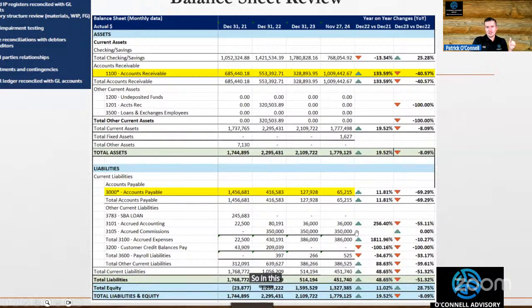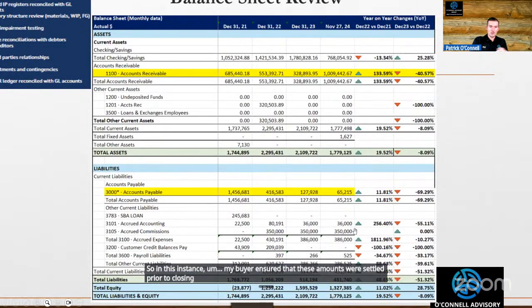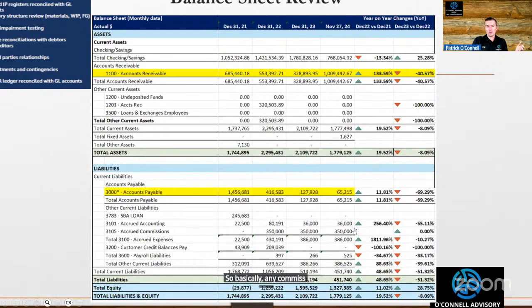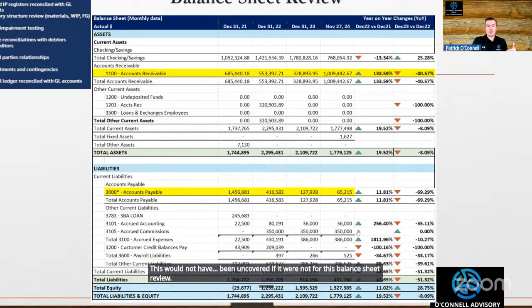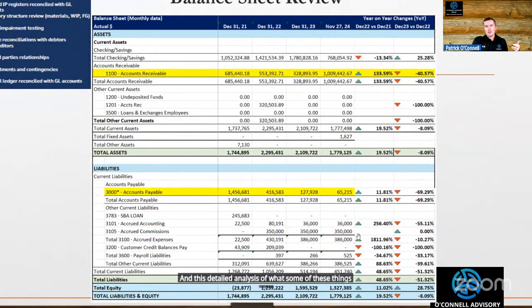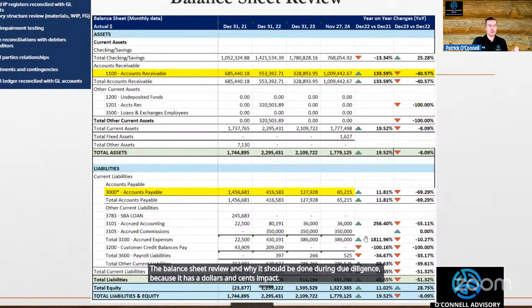So in this instance, my buyer ensured that these amounts were settled prior to closing. So basically, any commissions owed from the old owner were paid, so they weren't on the hook for it. This would not have been uncovered if it were not for this balance sheet review and this detailed analysis of what some of these things are. So I like to always use this slide because it emphasizes the importance of the balance sheet review and why it should be done during due diligence, because it has a dollars and cents impact on your deal.